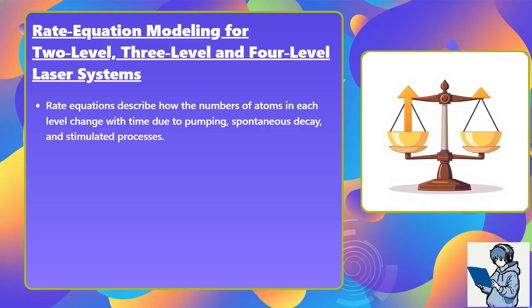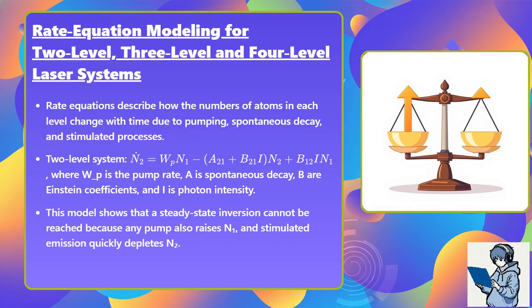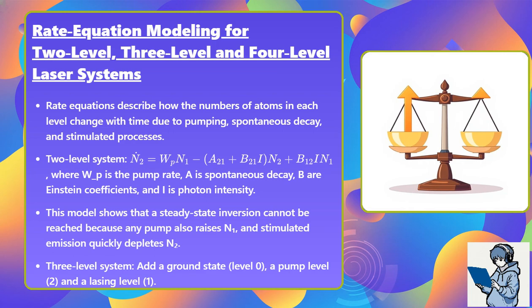Rate equations describe how the numbers of atoms in each level change with time due to pumping, spontaneous decay, and stimulated processes. Two-level system: dN2/dt equals W_P N1 minus (A21 plus B21 I) N2 plus B12 I N1, where W_P is the pump rate, A is spontaneous decay, B are Einstein coefficients, and I is photon intensity. This model shows that a steady-state inversion cannot be reached because any pump also raises N1, and stimulated emission quickly depletes N2.